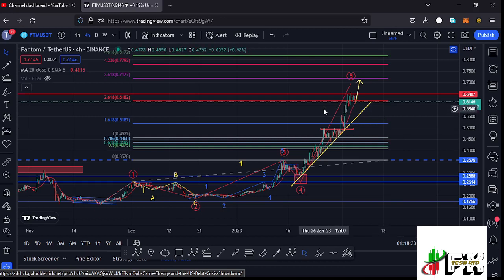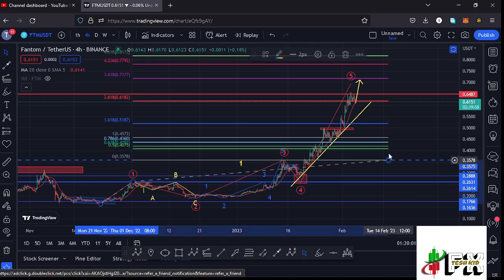We have also seen a break above the Fib level 2.618, which is at around the $0.6182 mark, and after seeing a break above that key area on the Fibonacci, we have continued pushing even higher. And the next target area here on the Fibonacci's is the Fib level 3.618, which lies at around the $0.7177 mark, and that will be my next target area in case we see a break above the $0.6487 mark. So that is the first possible short-term scenario that we can expect here on the Fantom chart.